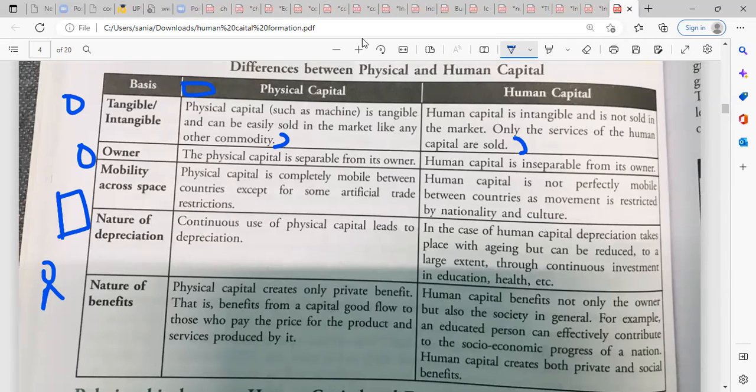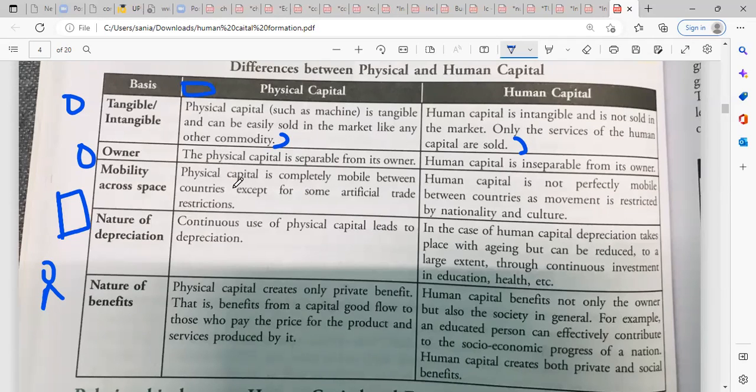Like if you are a doctor, you can treat a person and then only I can sell those services. If you are a teacher, you can teach, but you cannot sell the teacher, right? You can sell his or her services. Second, the physical capital is separable from its owner. The machine is different and the owner is different. But here the human capital is inseparable from the owner. I am the owner and I am the doctor itself, right?